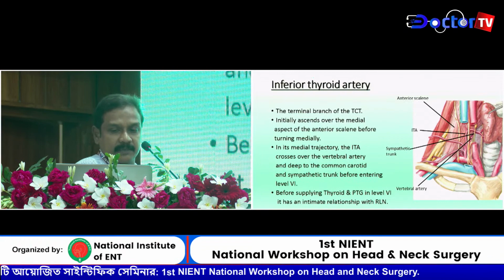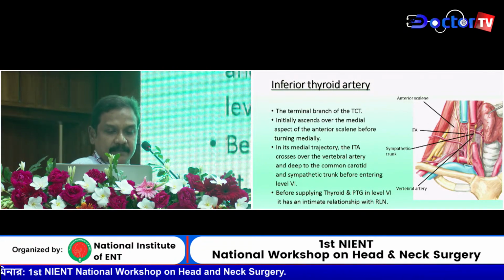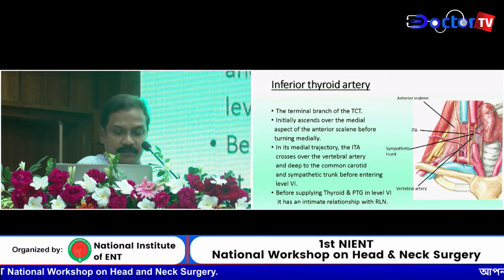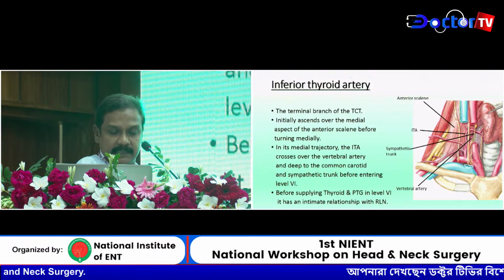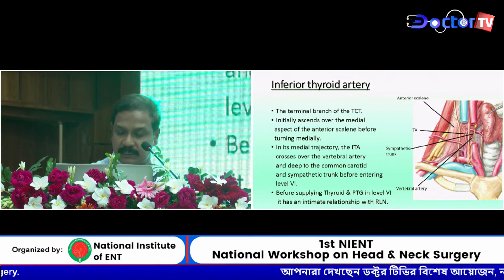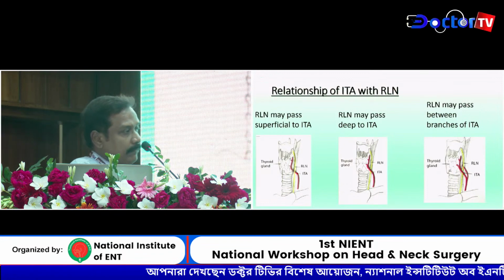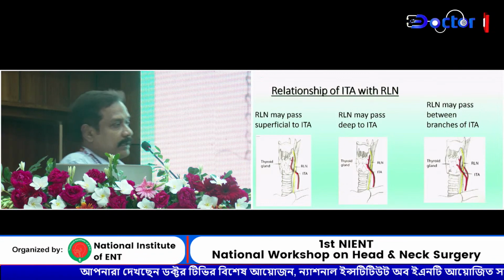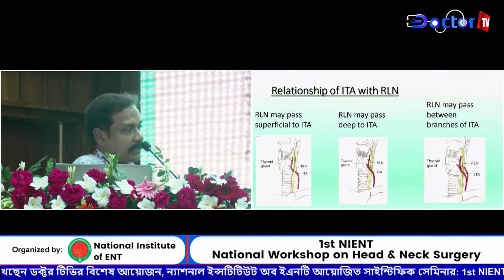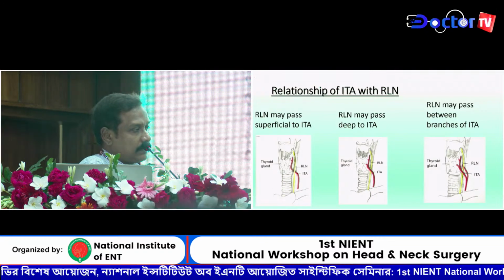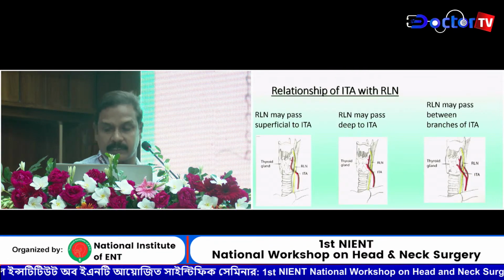It is a branch of the thyrocervical trunk. It is important that in its course, before supplying the thyroid and parathyroid glands in level 6, it has an intimate relationship with the recurrent laryngeal nerve. That is, the recurrent laryngeal nerve may pass superficial to the inferior thyroid artery, may pass deep to the artery, and may pass between the branches of the inferior thyroid artery.